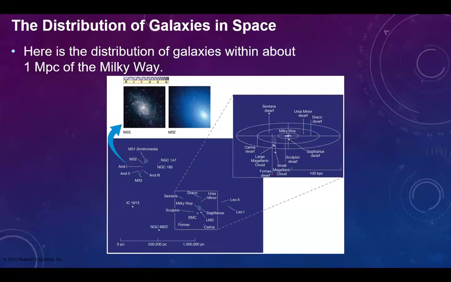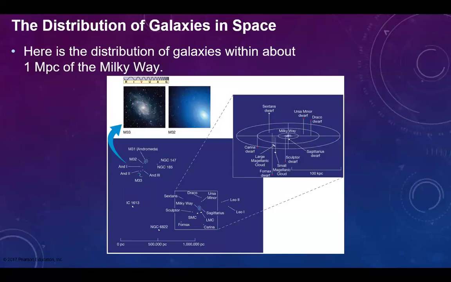Here's the distribution of galaxies within about a megaparsec of the Milky Way. So these are some nearby galaxies. Here's the handful of galaxies near us. The nearest galaxy to us is the Sagittarius dwarf galaxy. There's the Ursa Minor dwarf, the Draco dwarf, Sextans dwarf, the Small and Large Magellanic Clouds, the Fornax dwarf, Carina dwarf. These are all the galaxies that are basically orbiting around the Milky Way. They're all small.